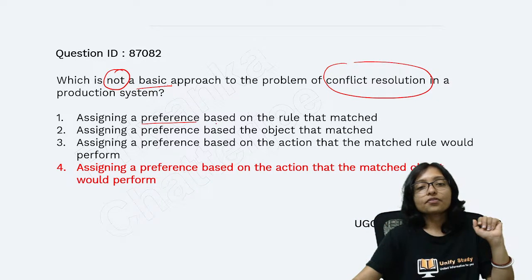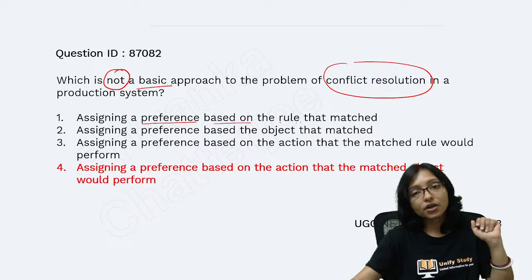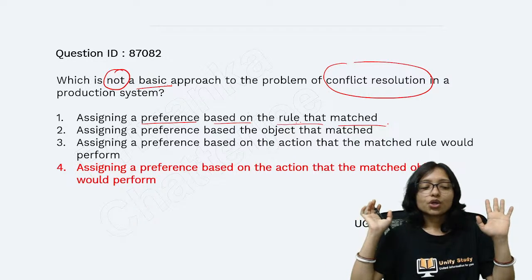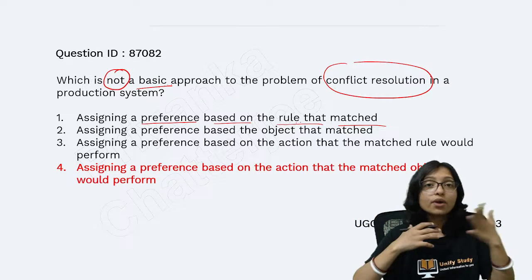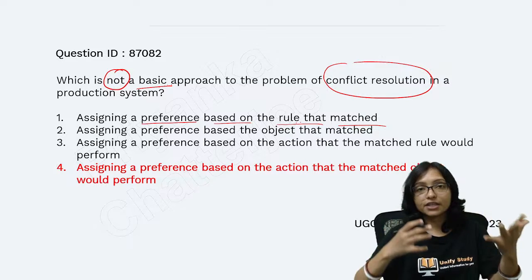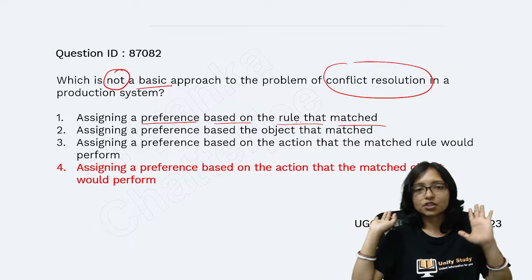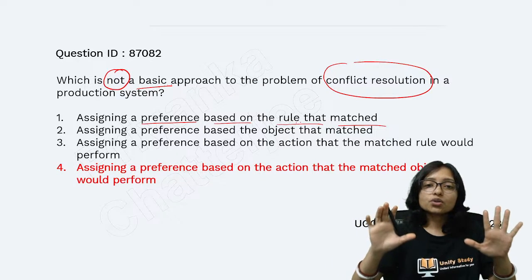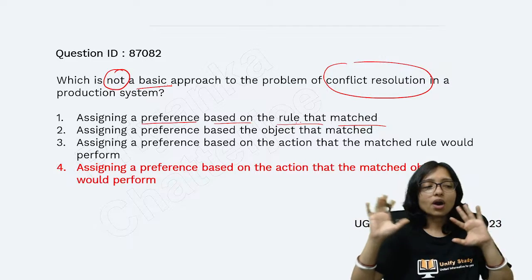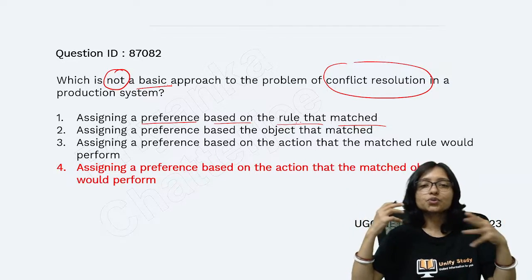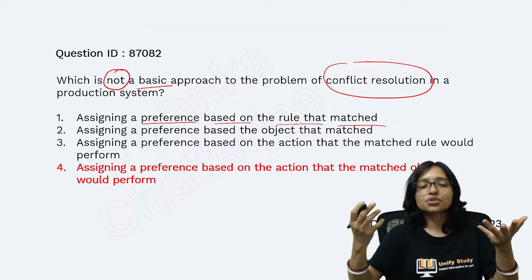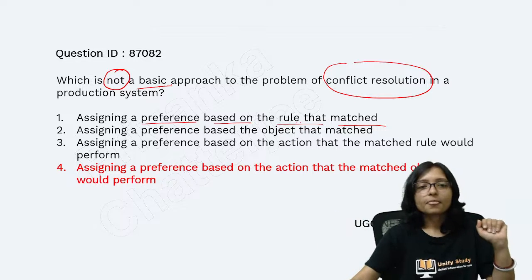Assign a preference based on the rule that matched. You are following some rule, you have some preference. This is my choice, this is your partner's choice. So according to that preference, if you are trying to do the resolution, then maybe it will work.